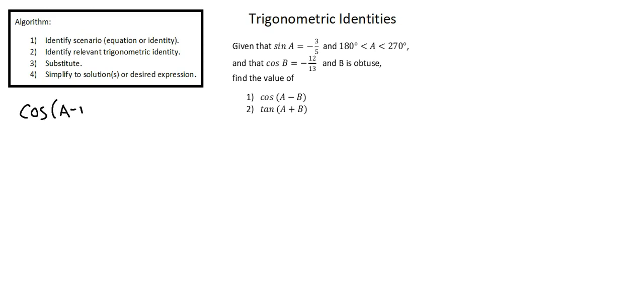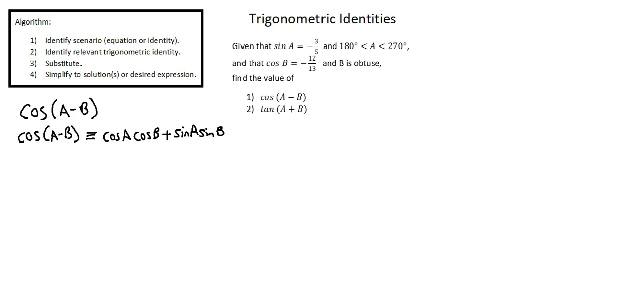And our first step in the algorithm is 1. Identify scenario, equation, or identity. Now we're actually going to be working with an equation, but first let's show what identity we're going to use to analyze cosine of A minus B. This is the compound angle identity with cosine and subtraction. Cosine A minus B is an identity with cosine A times cosine B plus sine A sine B.